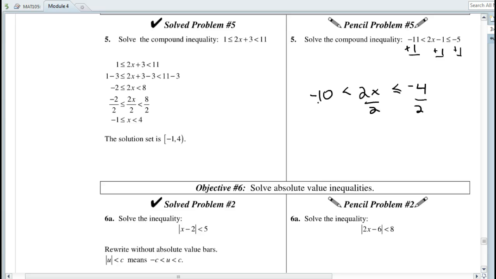So we get negative 5 less than x less than or equal to negative 2. Or in interval notation, negative 5 up to negative 2.